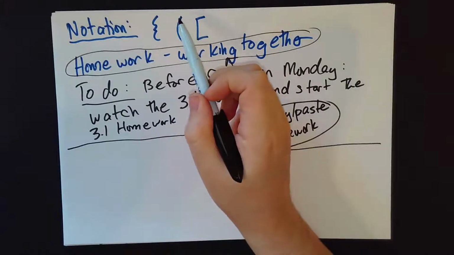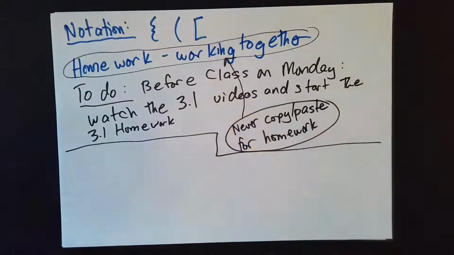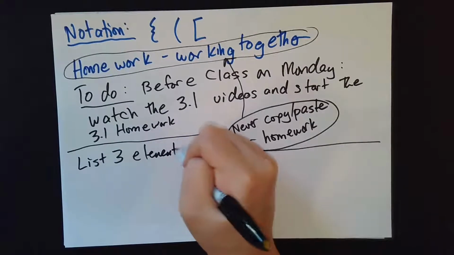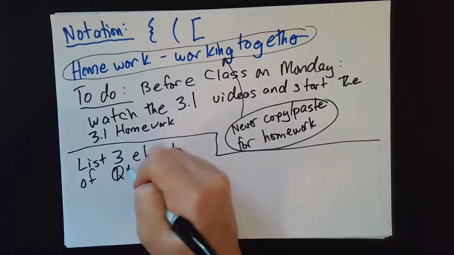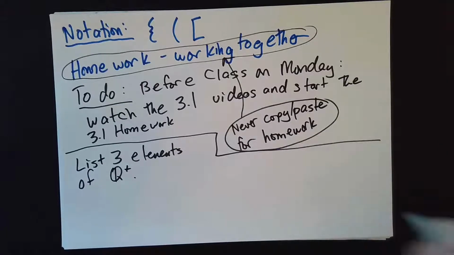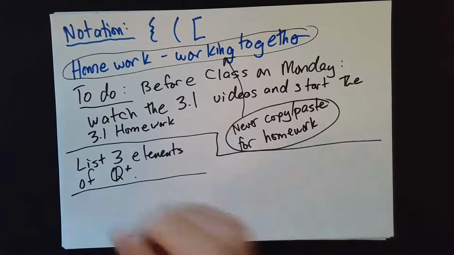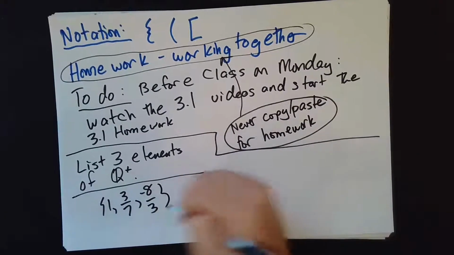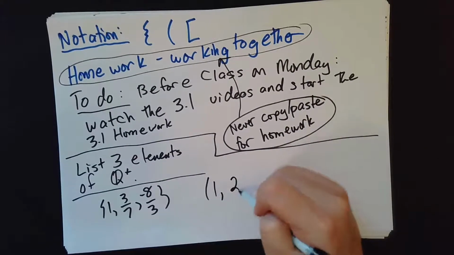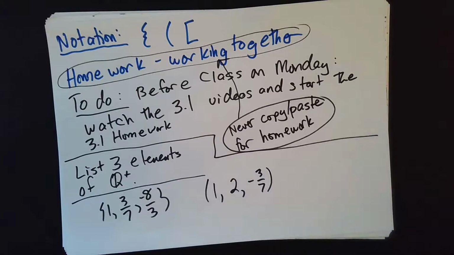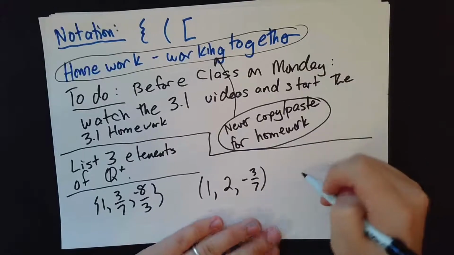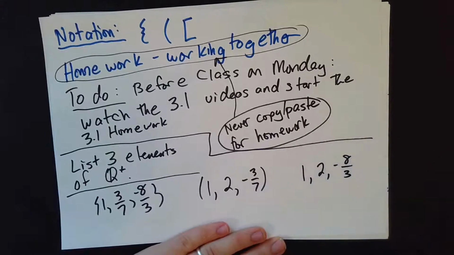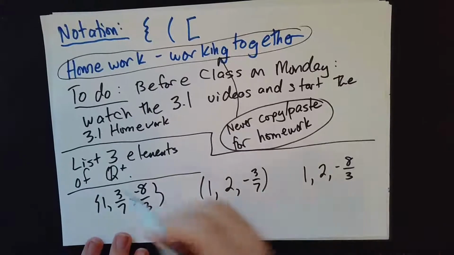Next up, I wanted to talk a little bit about how important notation is. There was a question on the homework that was something like, list 3 elements of Q plus, or whatever it was. I had people turn in things that looked like this. People turn in things that looked like this. And people turn in things that looked like this. This is definitely not right.